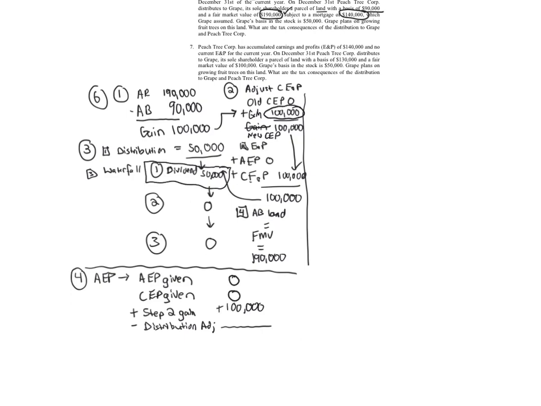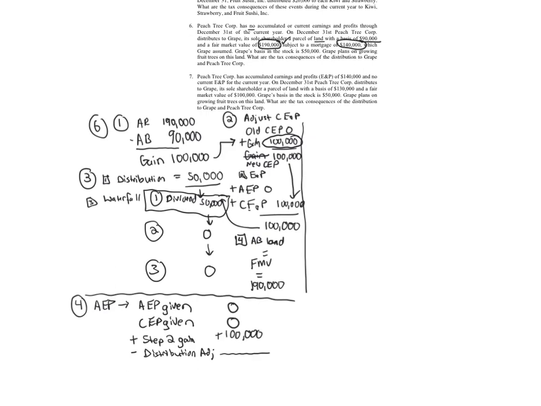Unless it's a property distribution, which this is. The rule is, if it's a property distribution, you look at the property distributed: is the adjusted basis greater than fair market value? No. 90,000 is not greater than the fair market value of $190,000, so it fails that test. Therefore, we apply the general rule, which is the dividend amount, which is $50,000.